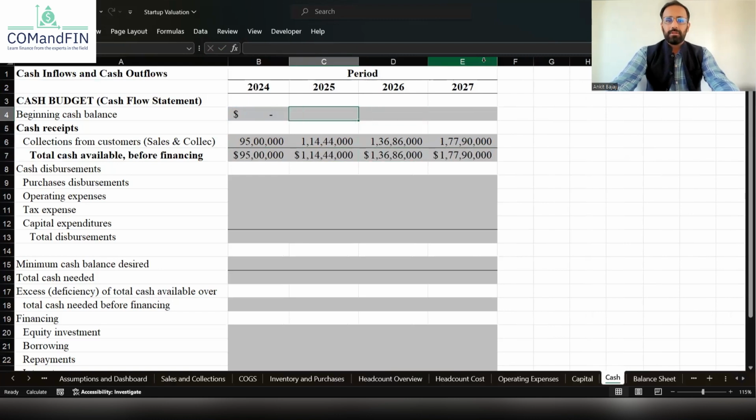Once we write down here the opening balance, we will be able to find out the total cash collected during the year. Right now, what we have done here, we have not included the opening balance, right?